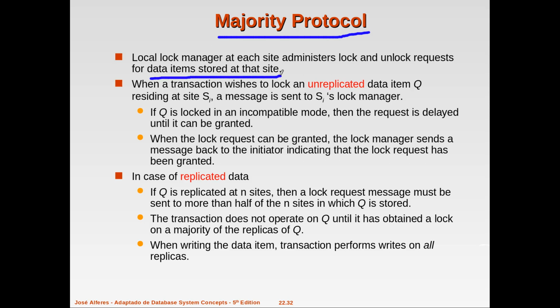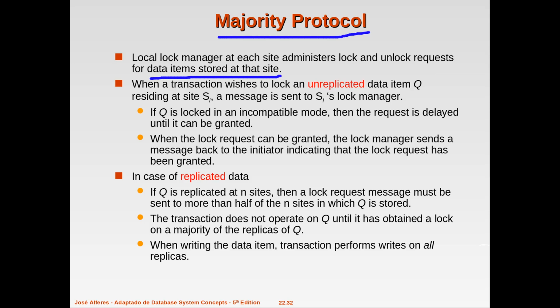That was the procedure followed in our previous case. Here also, the local lock manager at each site administers lock and unlock requests for data items stored at that particular site. In the previous case, for different items, different sites were considered as primary site. But here, each site administers lock and unlock requests for all the data items present in that particular site. So there is a slight difference. Try to understand: in the previous case, for some items, some sites are considered as primary site.